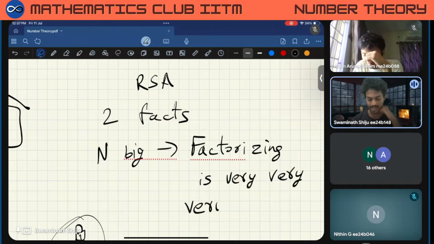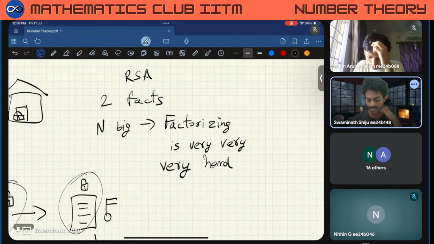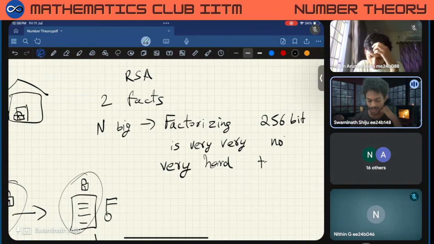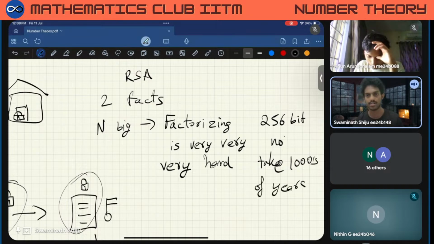Like maybe a 256-bit number takes thousands of years to factorize. Very hard. Almost all of the older cryptography protocols were based on this factorization.